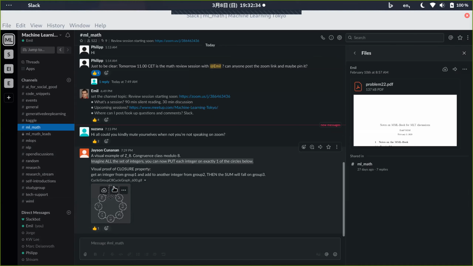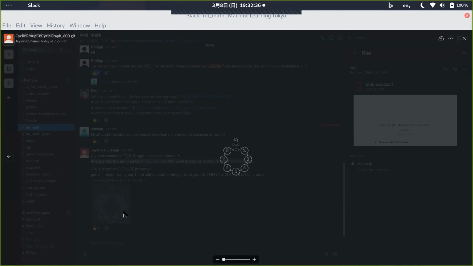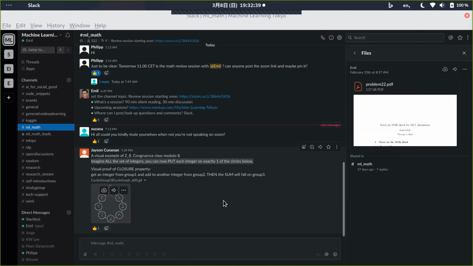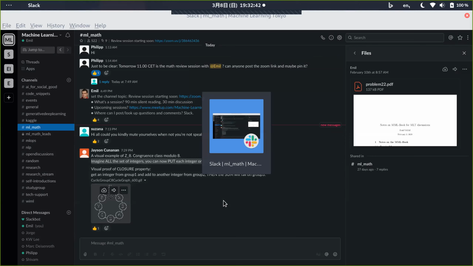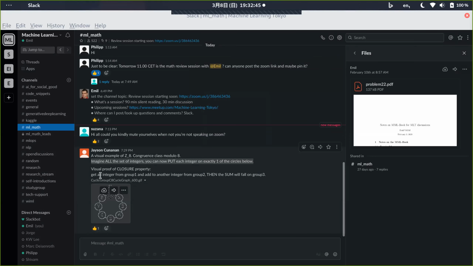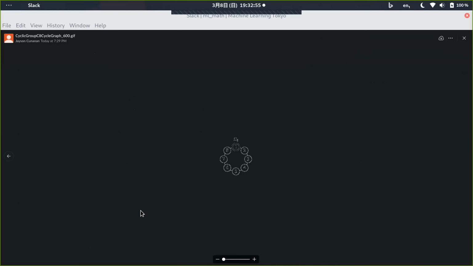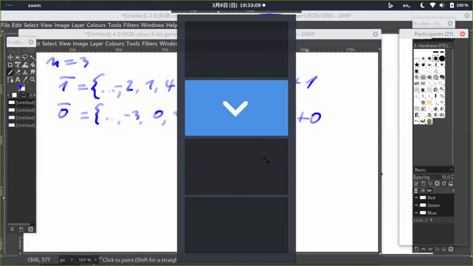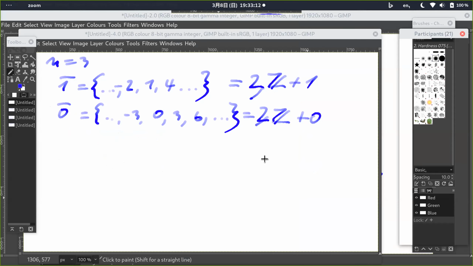Yes, the closure property for Z8. It doesn't. Okay. So that means if you get any number from, say, class 1, which is, say, 9, and then you get another number from class 2, say 10, the sum of those would be 19, right? Yes. Would fall on class 3.